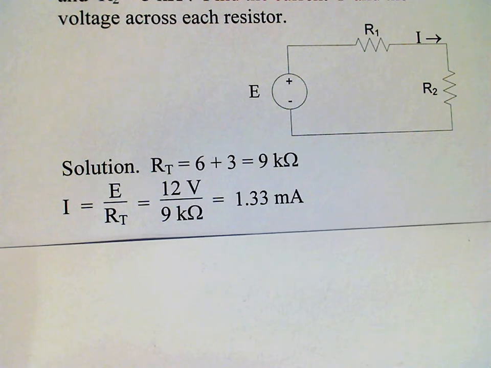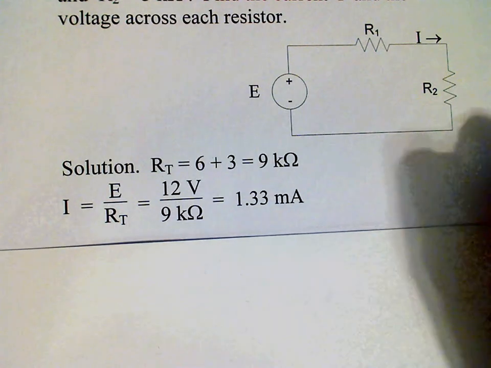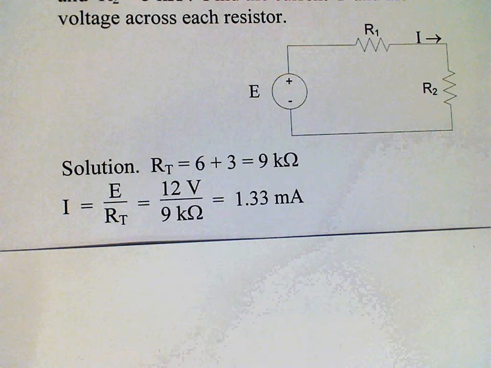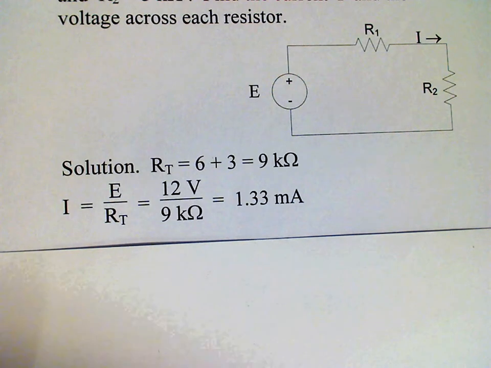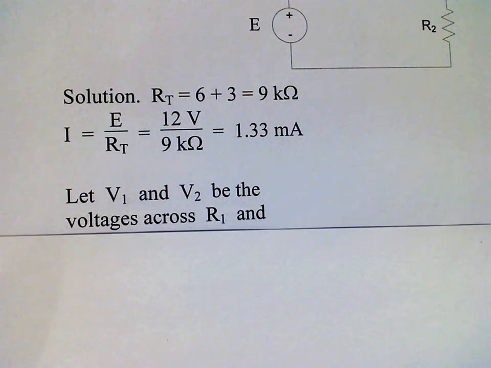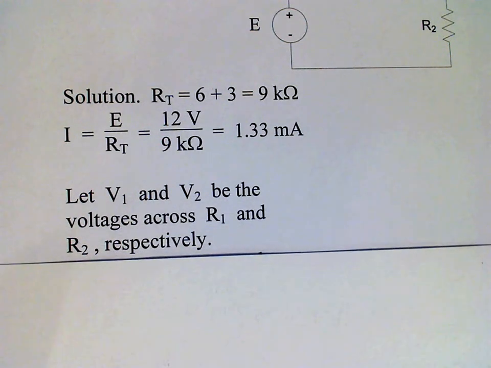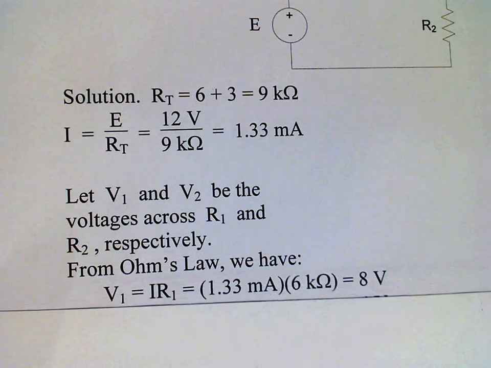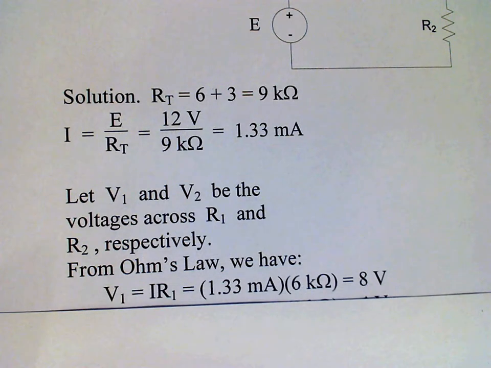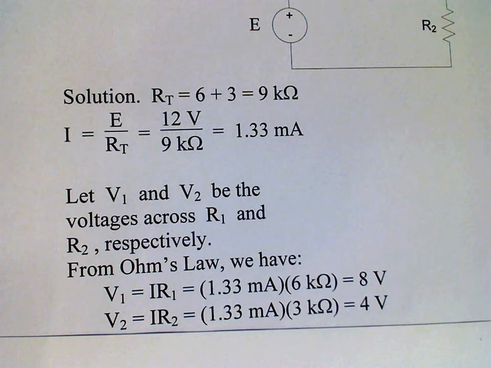Well, if we know the current through a resistor, we can use Ohm's law to find the voltage across that resistor. Just multiply the current by the resistance, right? So that means that if we let V1 and V2 be the voltages across R1 and R2, then V1 is I times R1, 8 volts, and V2 is I times R2, or 4 volts.